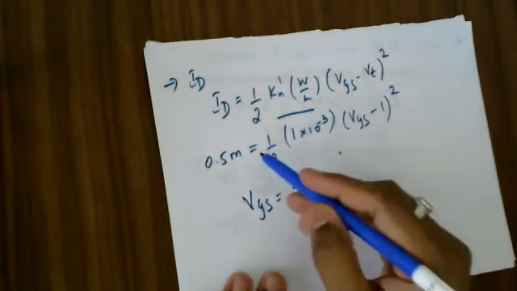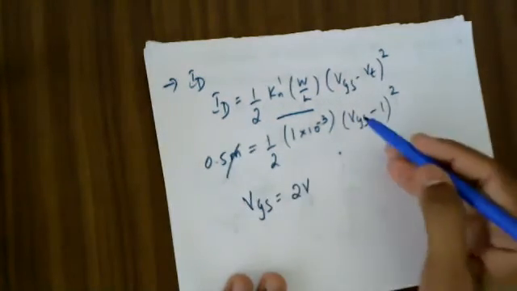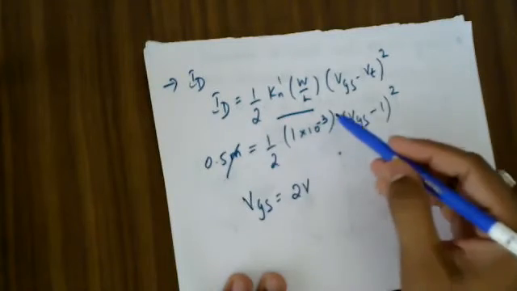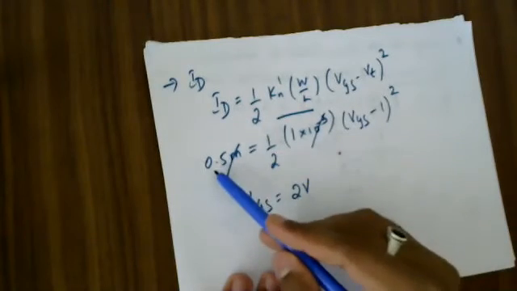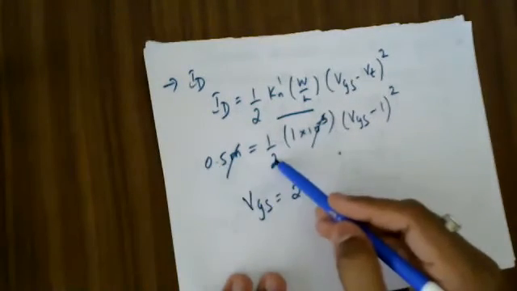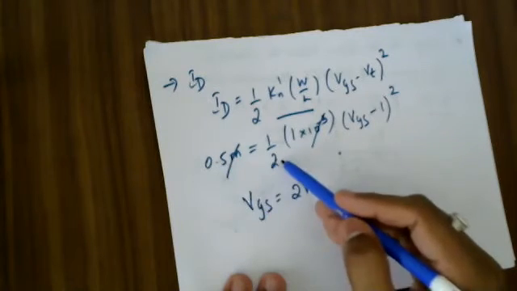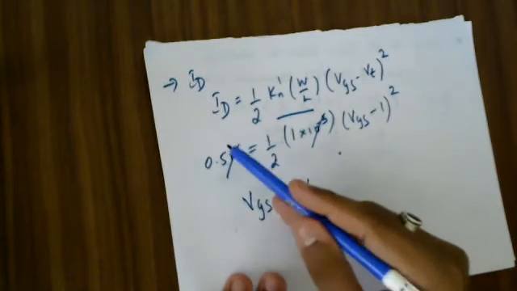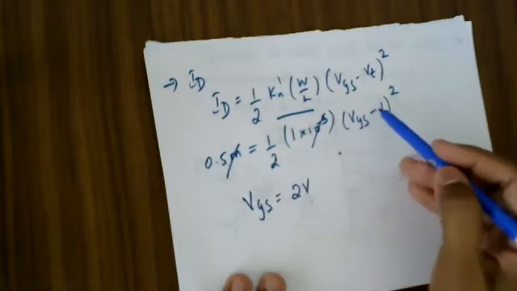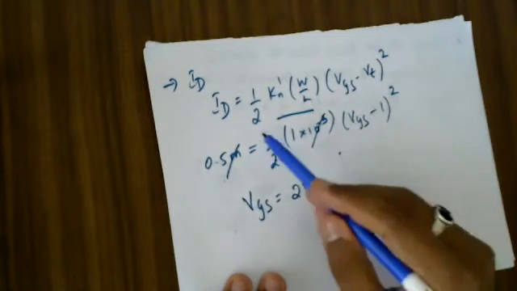So what I'm going to do? Simple, milli. I don't want any calculators as well. Milli will get cancelled. This is 0.5, nothing but 1 half. So when I take 2 from denominator, numerator 2 gets cancelled, giving out 1. So (VGS minus 1) square is 1.